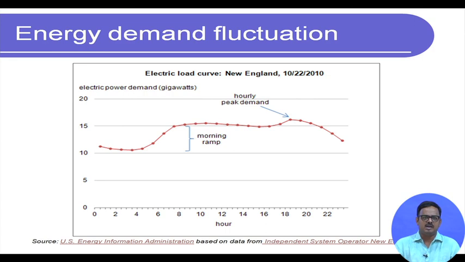This is a typical curve that I got from the US Energy Information Administration, and this is New England. New England is not in England, it is in the eastern part of USA. It is not a state actually, it is an area which consists of a few states, called the New England area. Okay. This is data from 2010, but again, this is just to show the trend, it is not going to be too different. So, if you look at the electric power demand in gigawatts, what do we see?